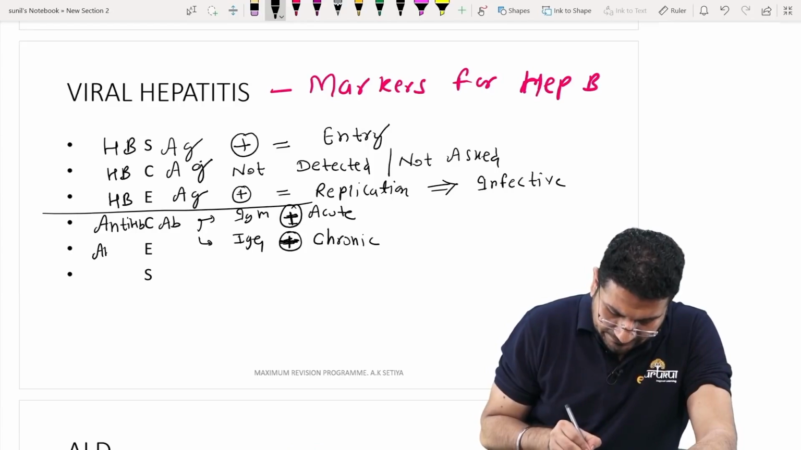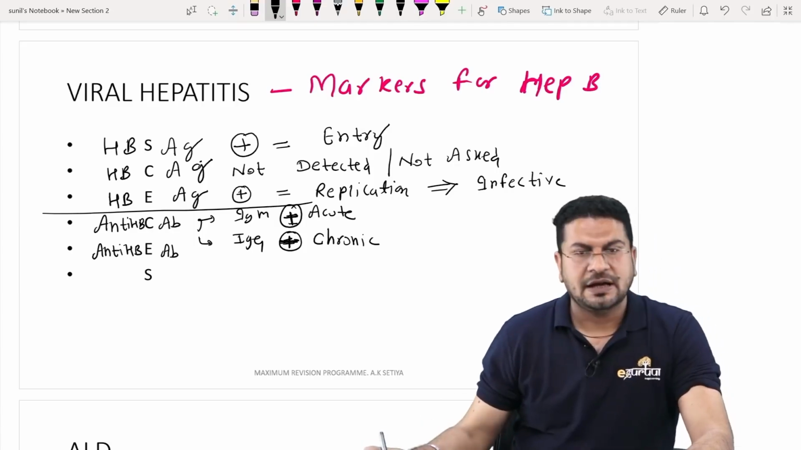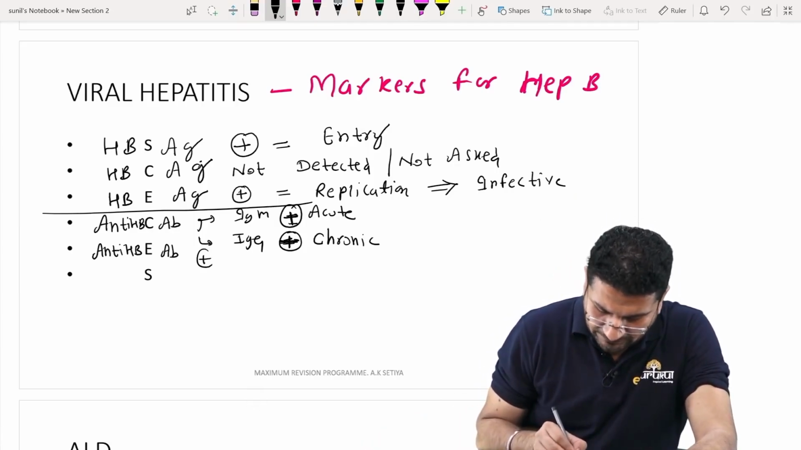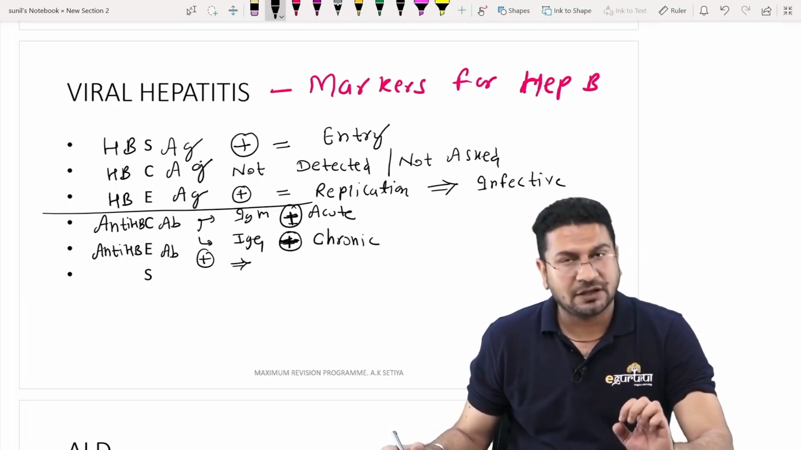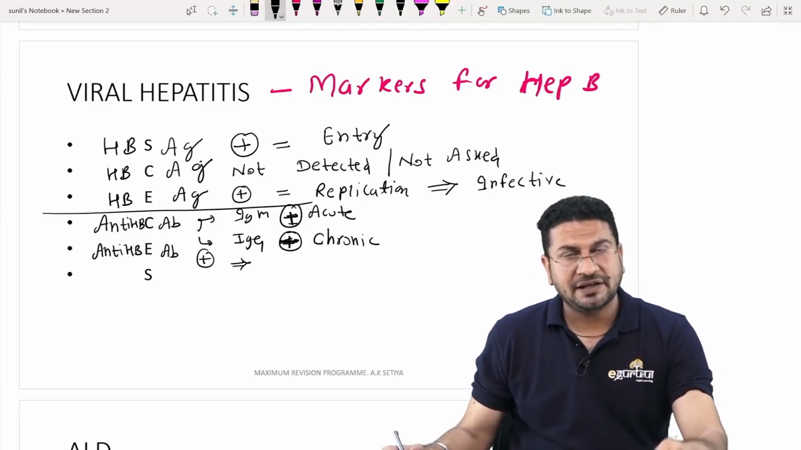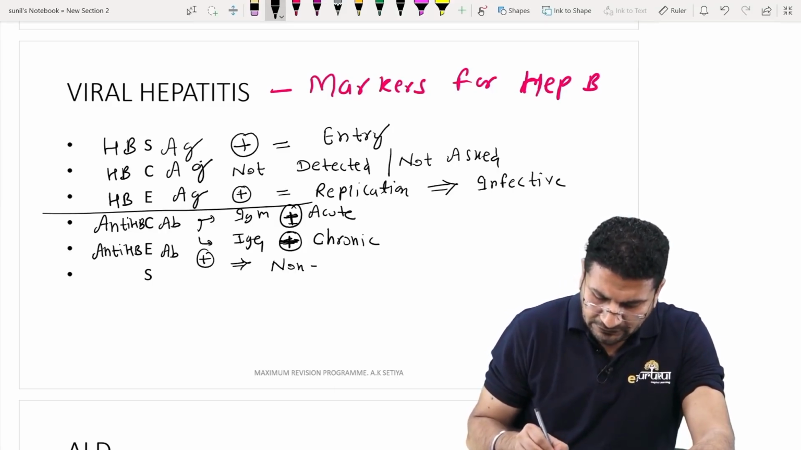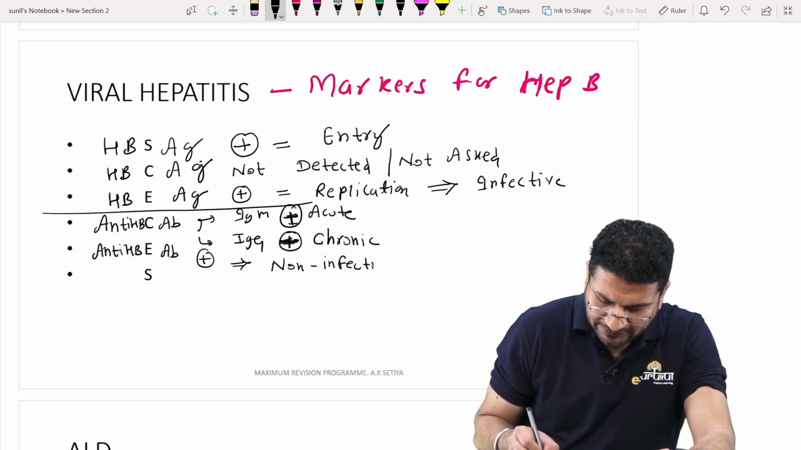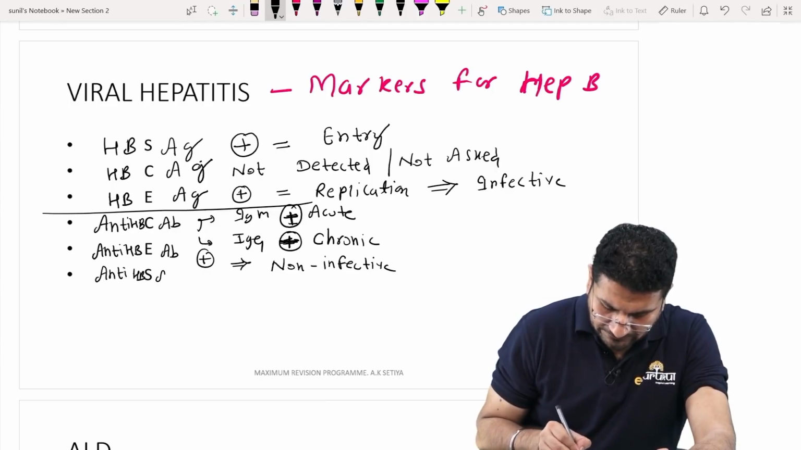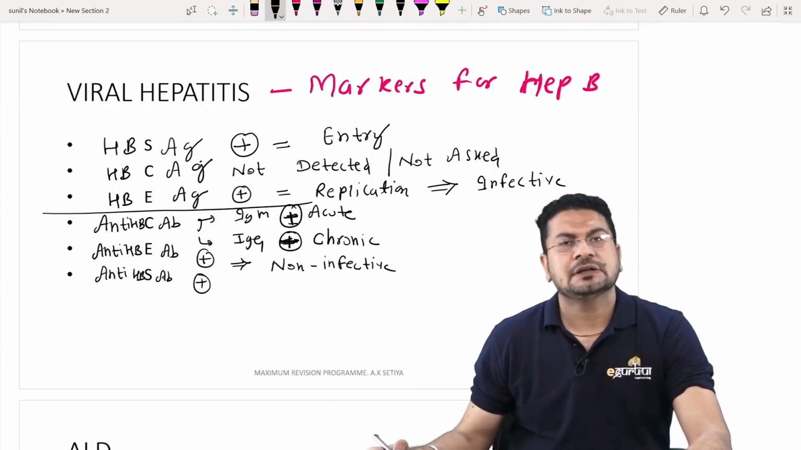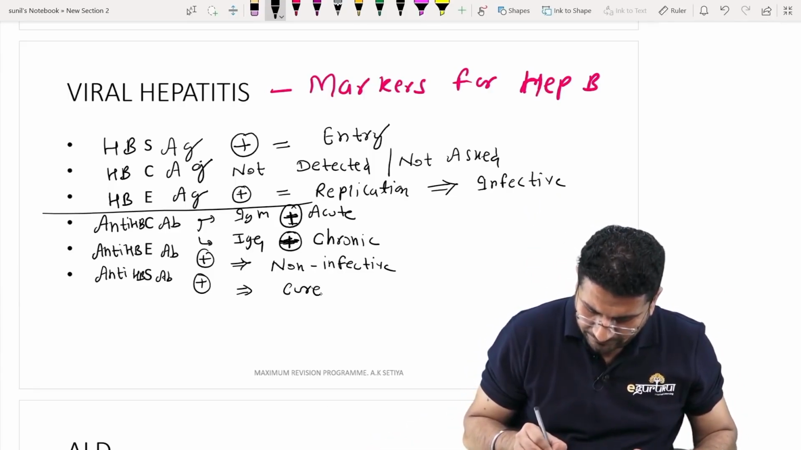If I say anti-HBe antibody, if this is positive, it means the virus which was dividing, HBe antigen was a marker for dividing or replication, now we develop antibody against it. It means the virus is no longer dividing, means it is no longer infective. So we can say end of infectivity. If you develop antibody for surface antigen, it means infection which was started from the top, now it is finished. So this is called end of infection, or I can say this is cured.